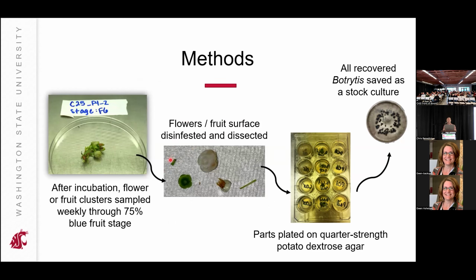And we dissected the flowers into pedicel, the stem leading up to the flower, receptacle and sepal tissue at the base of the flower, the corolla, so petals, and then stamens, and the stigma and style. Then we plated each of these parts, and if it was a fruit, we just cut it in half and plated the fruit and the pedicel onto quarter-strength potato dextrose agar, which encourages growth of fungus. Any botrytis that we recovered, we saved as a stock culture.